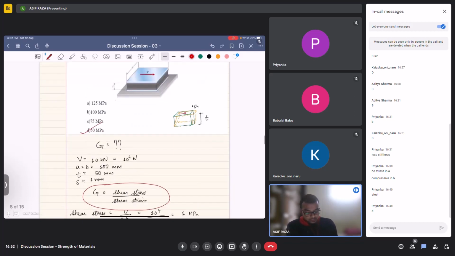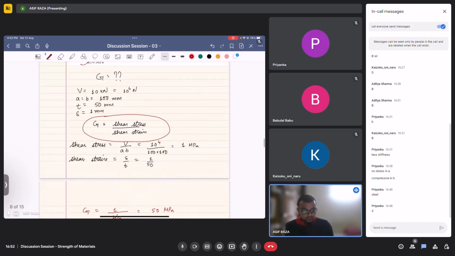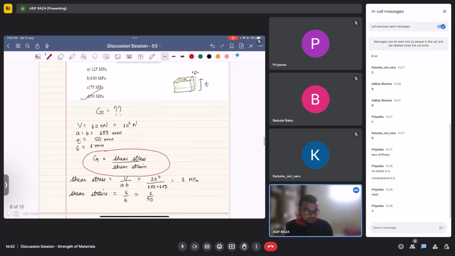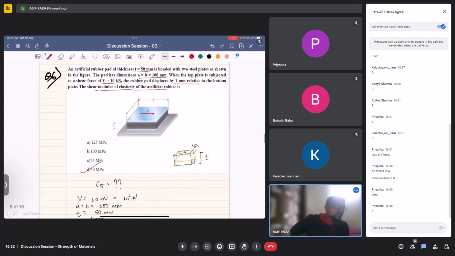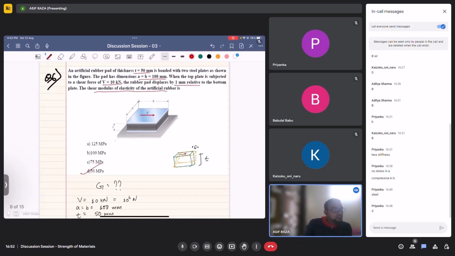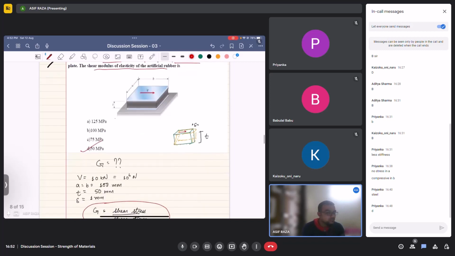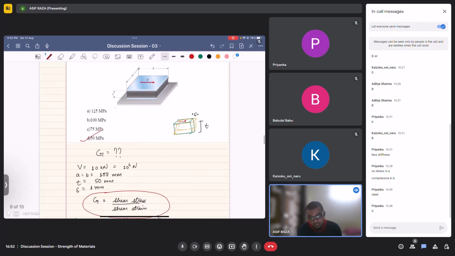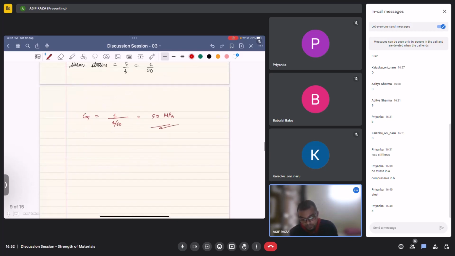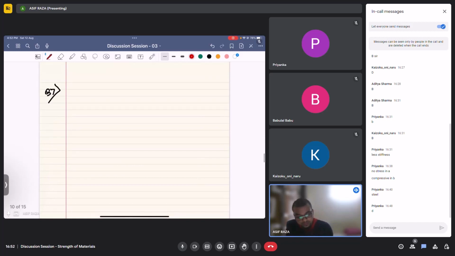So I think this is quite clear. In this, you just need to see where the shear stress is acting and what would be the shear strain. Shear strain is the amount of rotation it is creating, so that is delta upon T. Okay, let's move on to the next question.